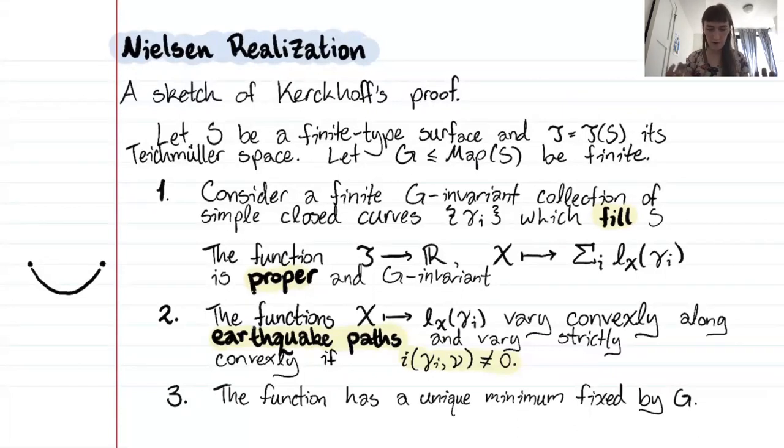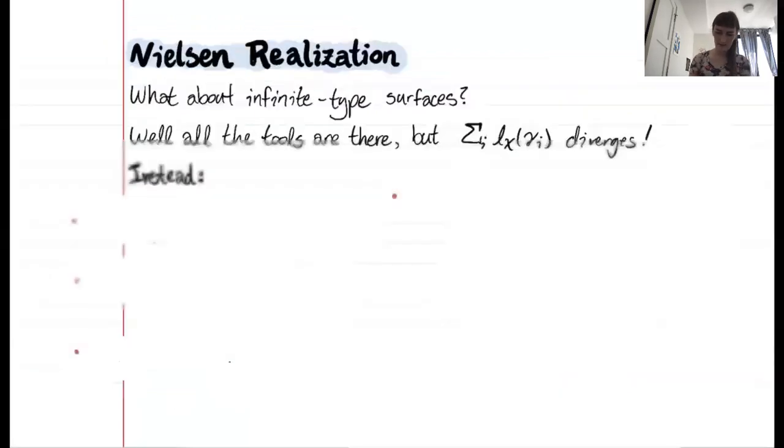So if you want to prove Nielsen realization for infinite type surfaces, maybe the first place to start is to say, okay, so what goes wrong just applying Kerckhoff's theorem directly? And what goes wrong is really this sum right here. In order to fill the surface, we need infinitely many simple closed curves. So we're adding up an infinite number of numbers, I guess. And there's no reason for this sum to converge. In fact, I think it should always diverge. So all the tools are there, but our series diverges.